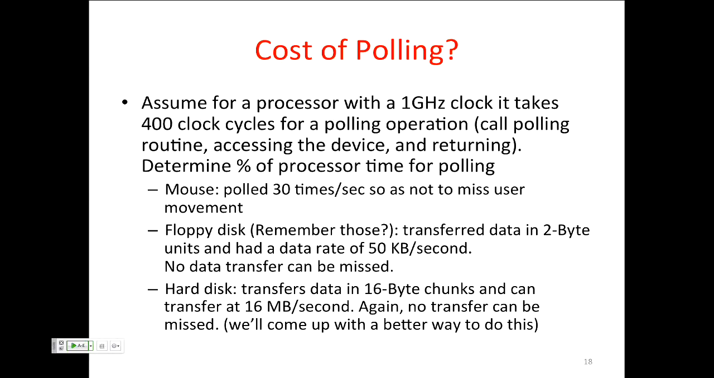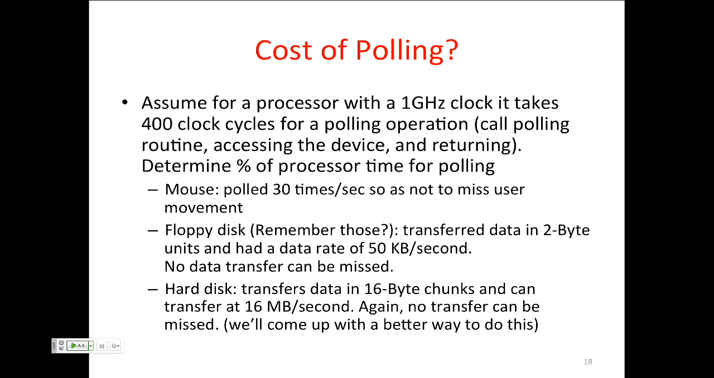And the same is true for a hard drive. So if you take this example of a hard drive which transfers data, say, in 16-byte chunks and transfers at 16 megabytes per second, which is a very old, very slow hard drive, it would still mean that we can't miss any of these transfers. So we constantly have to check, is the data available, bring it into the processor, then check for the next data, is it available, bring it into the processor.